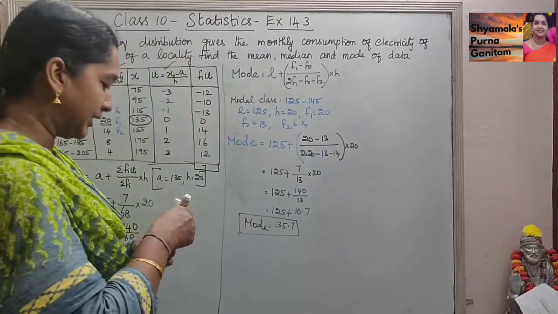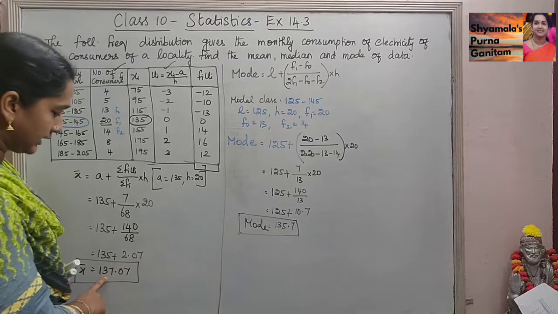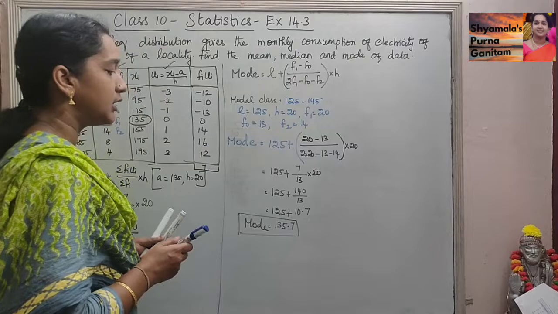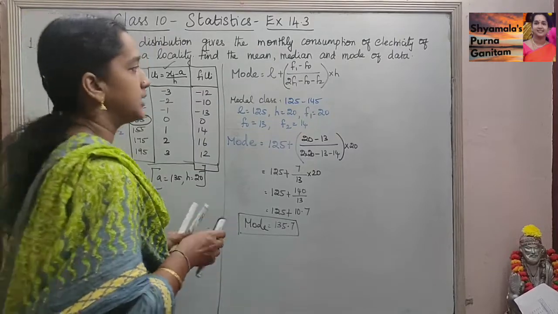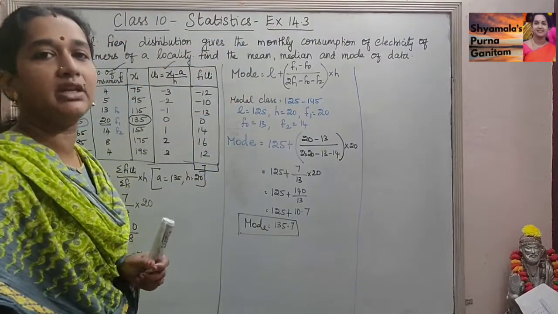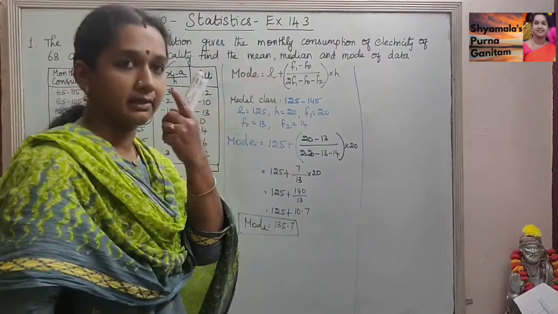Okay. So arithmetic mean we got as 137.07 and mode is 135.7. Okay. So now two things we calculated. Then one more thing we need to calculate is the median.